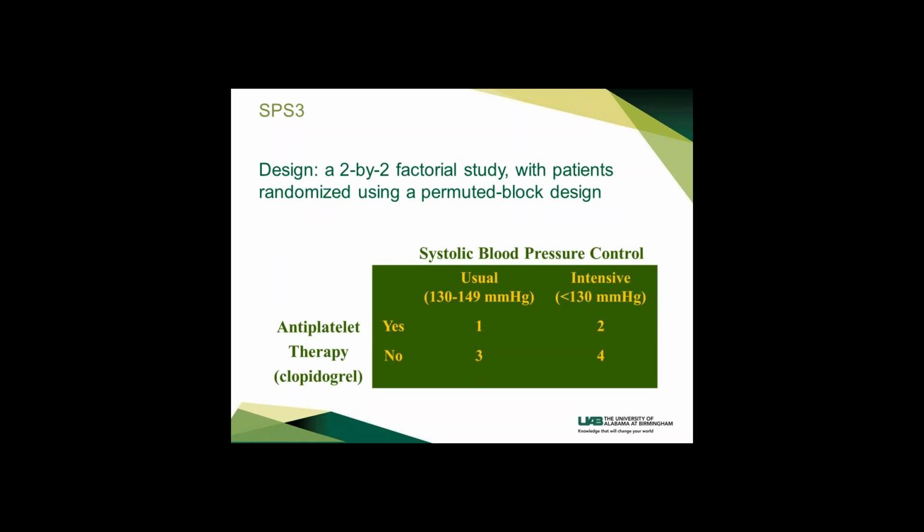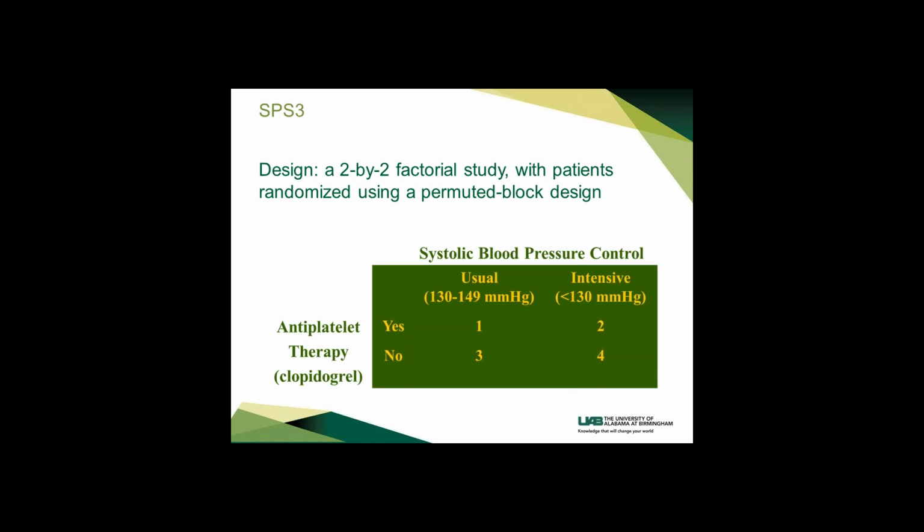So the design, again, is a 2x2 factorial design with patients randomized using a permuted block design. So this paper was the second in a series of 2 primary results papers. We actually had, again, a factorial design as in the diet study. We were looking at antiplatelet therapy. This was a combination of aspirin and Plavix, or clopidogrel, versus aspirin alone. And we were looking at blood pressure control, usual versus intensive target.